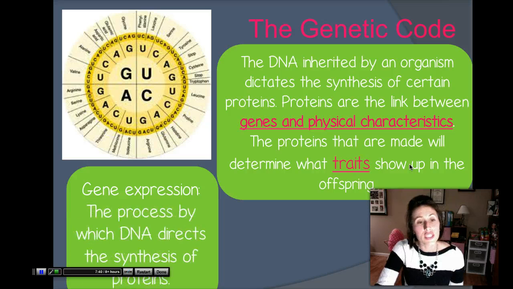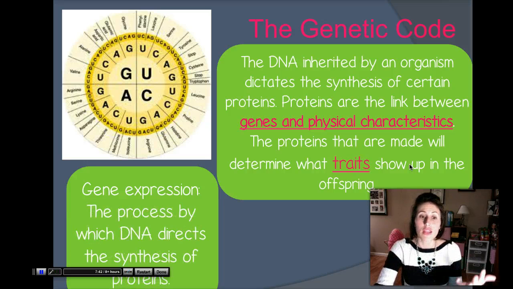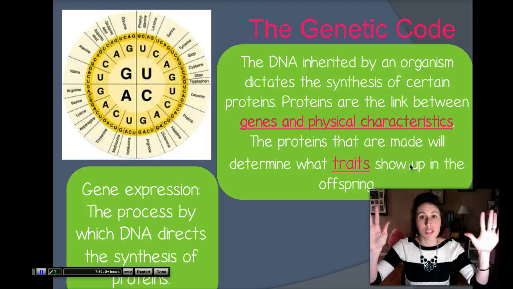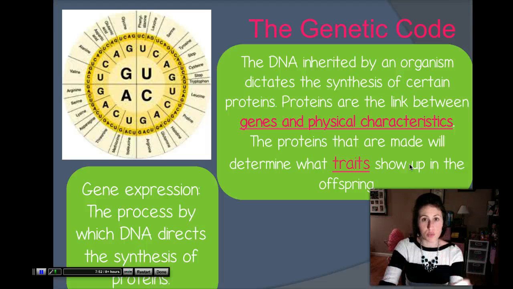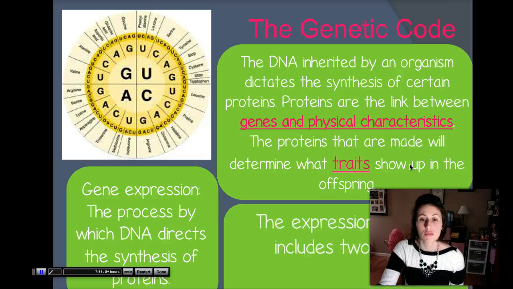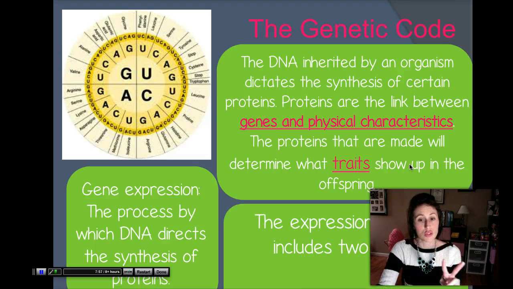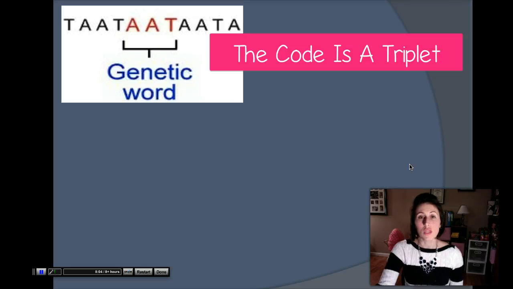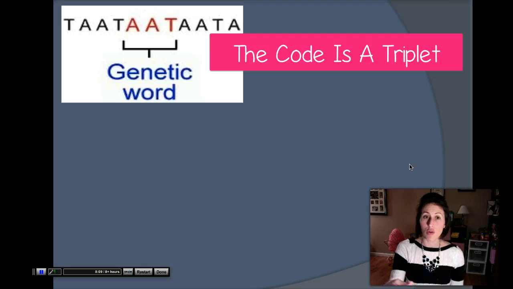Okay, so gene expression is the process where DNA directs the synthesis of protein. So if you hear gene expression, all you have to think is proteins are being made, okay? And those directions for those proteins are coming from your DNA. The expression of genes includes two stages, transcription and translation, and we're going to focus on transcription today. Before we get into that, though, I want you to understand that the DNA code is a triplet. It's read in sections of 3 when we're talking about protein synthesis.